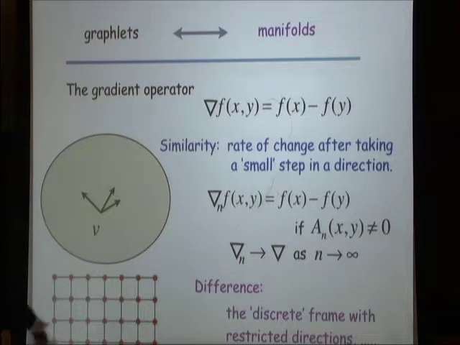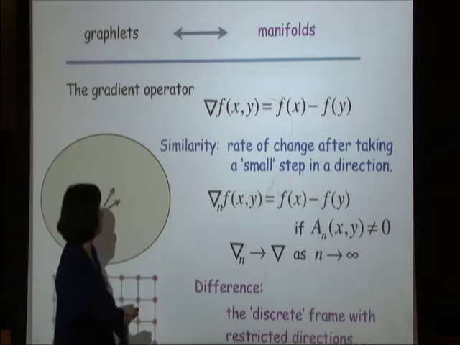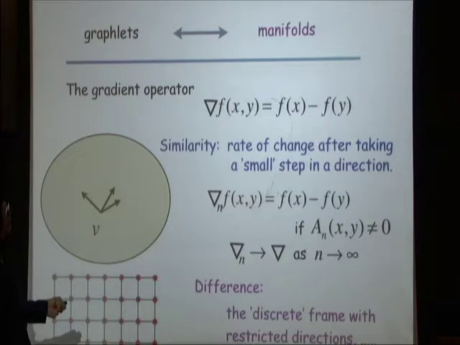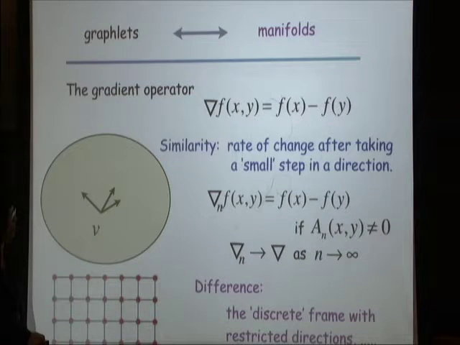Okay. So basically, this is well defined for dense and sparse graphs. It's just the rate of change in a particular direction after you take a small step, right? Limit means take a small step, and taking smaller and smaller steps means you take bigger and bigger n. So this n is actually giving you the scale of taking the limit. Then, of course, the difference, like what Russell said, is that this discrete frame has restricted directions, among many other things. For your geodesics, you can only live in those directions for your gradients.